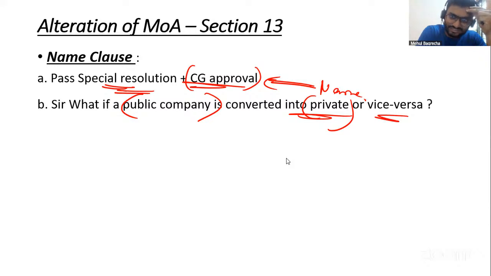Yes, this is also change in name. Till yesterday, you were Suhas Limited. Now you are Suhas Private Limited. Do I need a special resolution? Do I need a central government approval? Ideally, yes. But I am saying don't take any such approvals. Why? Because when you're converting a public company into private company or private company into public company, anyway, you have a detailed stepwise plan which is available, which we will see later on as a part of your syllabus itself. In that itself, all the approvals are covered. You don't have to separately take any approval just for changing your name.